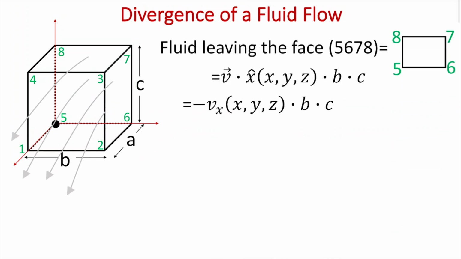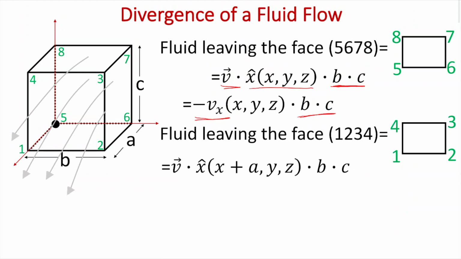So first, let's consider the face 5, 6, 7, 8 and what is the fluid leaving this face. In order to know what is the fluid that is leaving this face, we would like to know what is the velocity of the fluid on this face 5, 6, 7, 8, and then what is the area of this face. So the velocity is v, and we take the x component and then we multiply by the area. Now since the fluid is entering through the face 5, 6, 7, 8, the velocity is going to be negative, and then we multiply by the area.